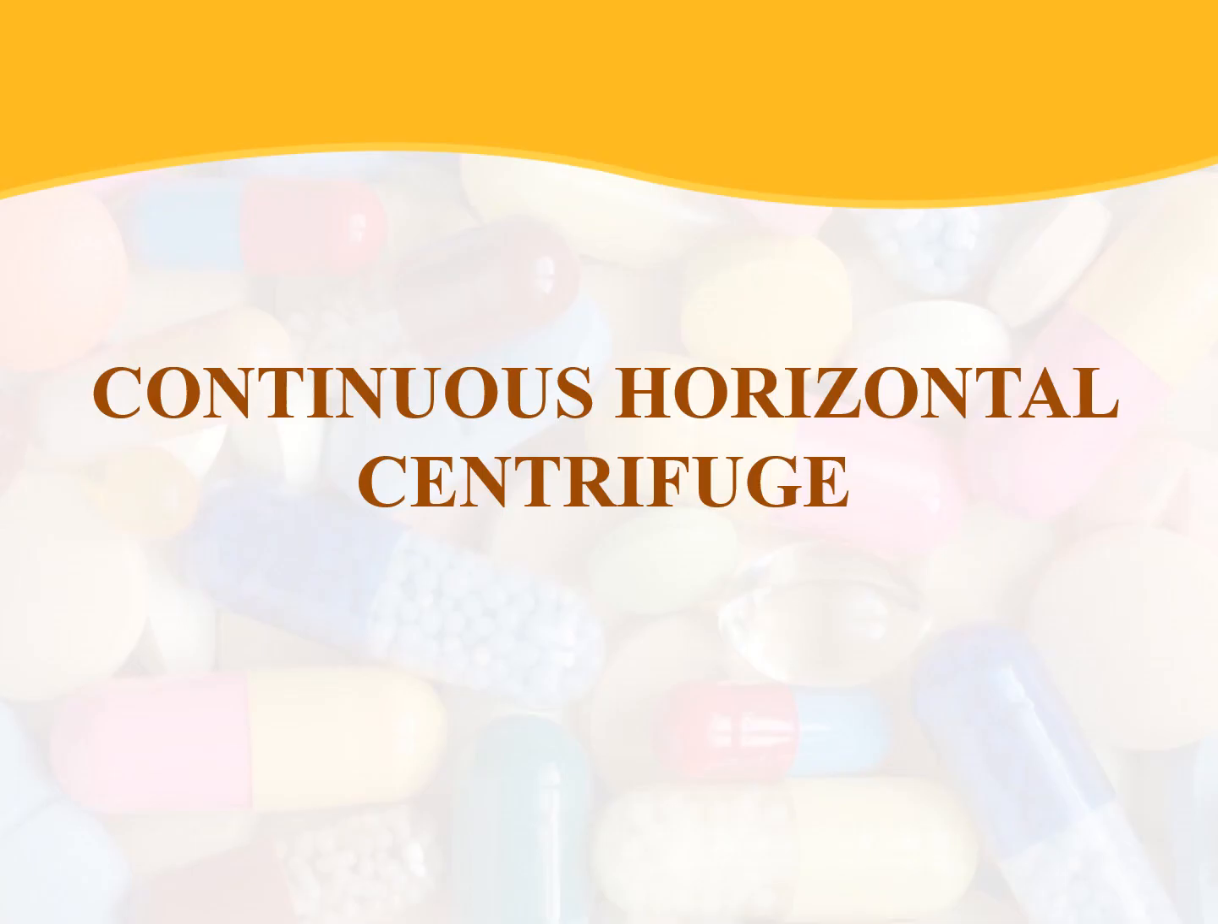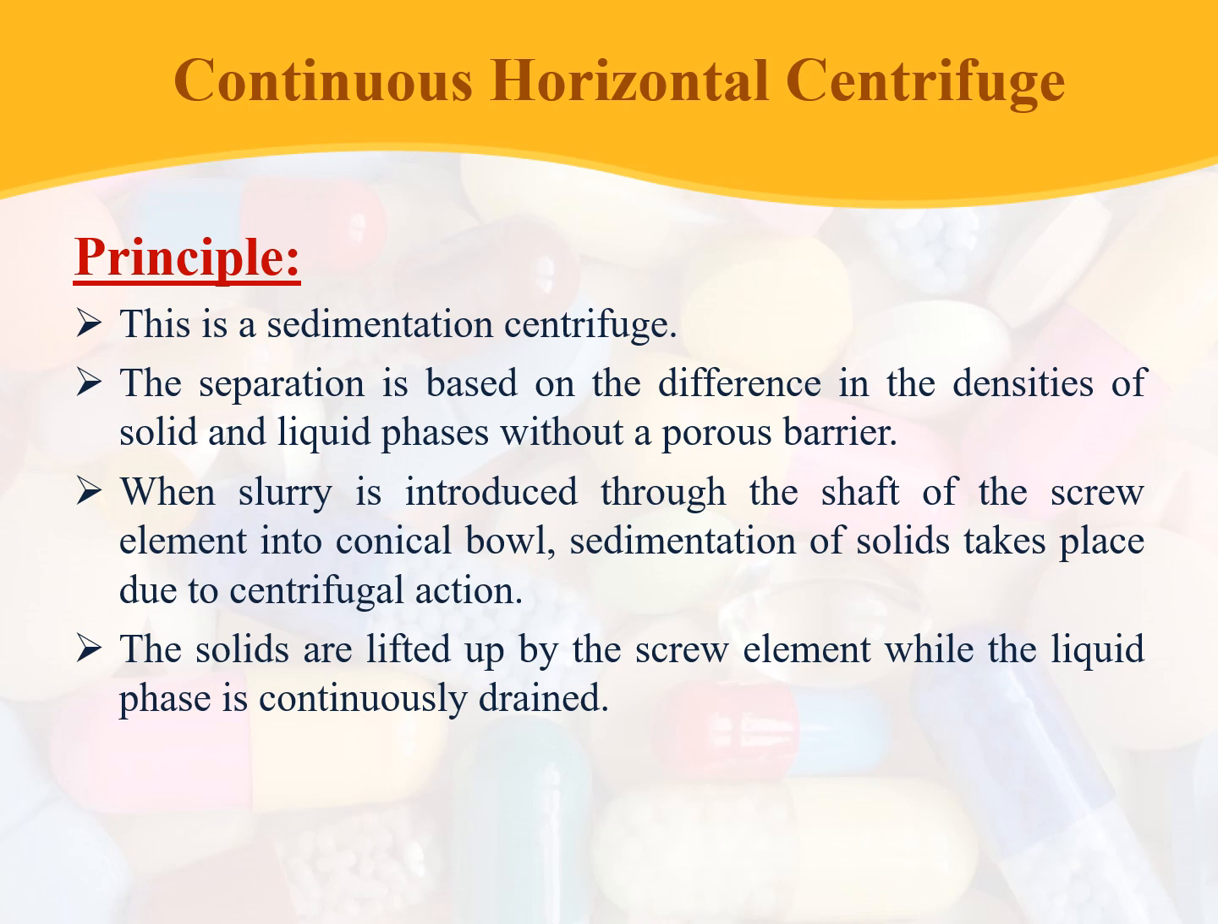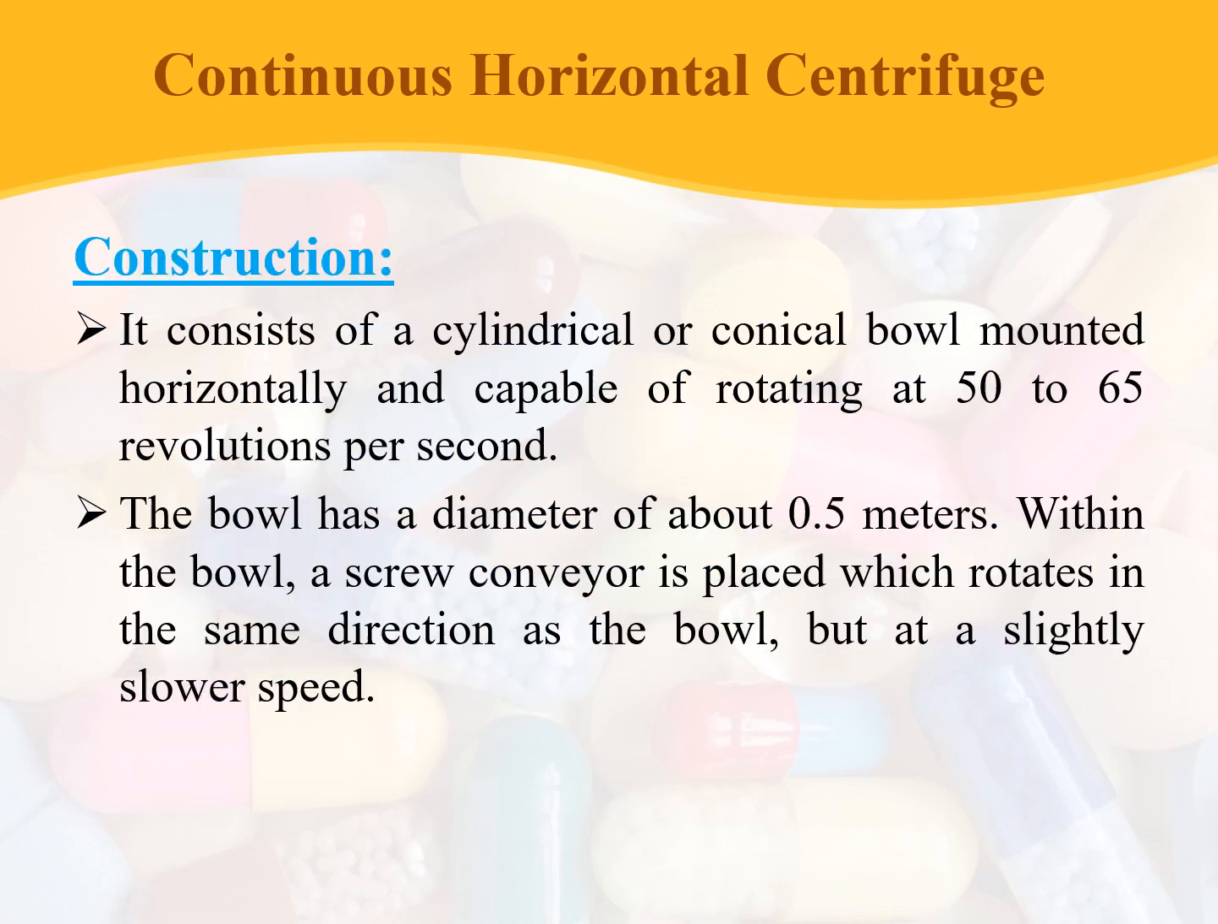Coming to the continuous horizontal centrifuge, the principle is that it is a sedimentation centrifuge. The separation is based on the difference in the densities of solid and liquid phases without a porous barrier. When slurry is introduced to the shaft of the screw element into the conical bowl, sedimentation of solids takes place due to centrifugal action. The solids are lifted up by the screw element while the liquid phase is continuously drained. That is how separation takes place, based upon the differences in the densities of solid and liquid phases.